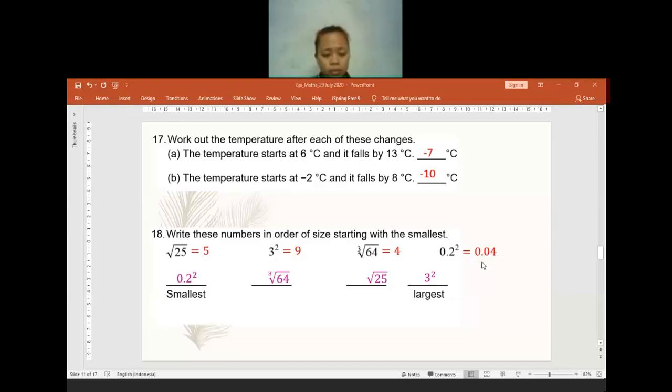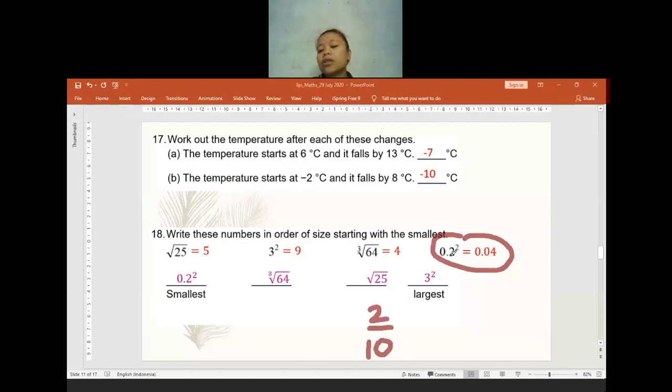For 0.2 squared, why is it equal to 0.04? Maybe you are confused. If it is a decimal, it will be better to keep it as a fraction, so there will be no silly mistake. 0.2 is equal to 2 per 10. 0.2 is equal to 2 by 10.